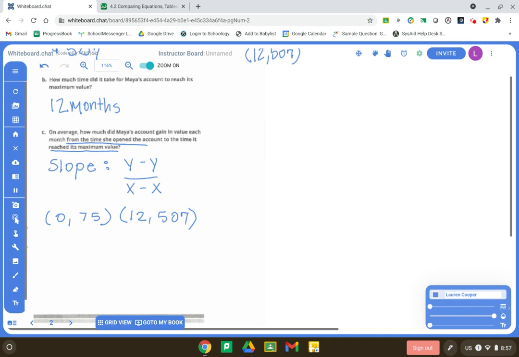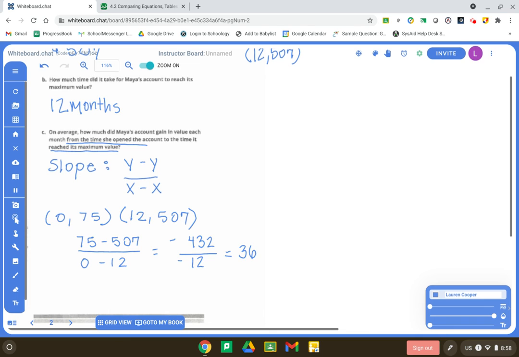So we have our y minus y. So 75 minus 507 divided by our x minus x, 0 minus 12. That's going to give us negative 432 over negative 12, which then gives us 36. So anytime they're wanting the average of an increase or a decrease, you're going to find that slope. And I think we do it again in some farther ones.